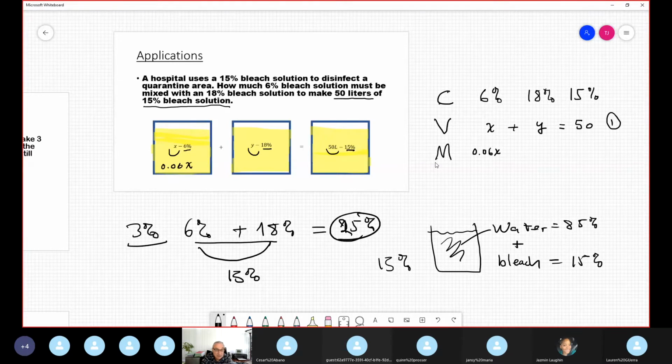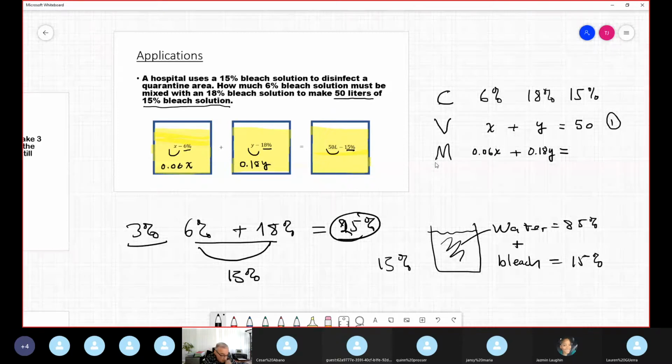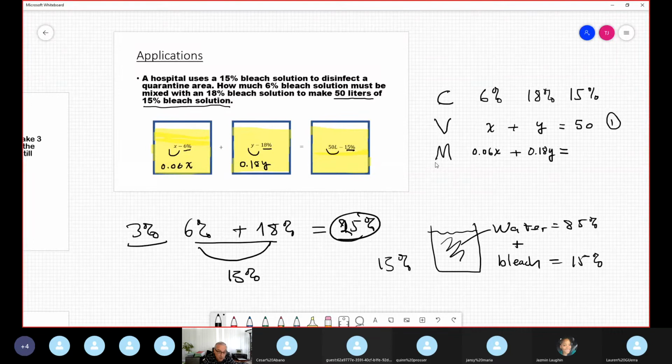Likewise, 0.18y represents the pure bleach that we have in the second container. However, the bleach that we have here is the multiplication of 50 liters by 0.15. Okay, and this is 7.5. Put it in a calculator: 7.5 liters. 7.5 liters is our second equation.